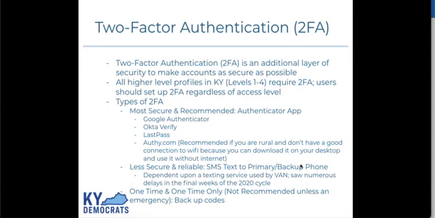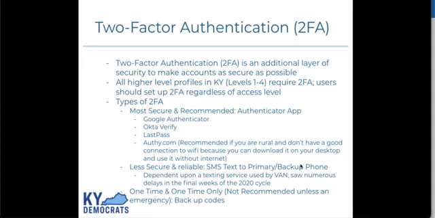A less secure and reliable way is a text message to your primary phone or even a backup phone. One of the reasons we say this is less reliable is there were many times during this cycle that there were long delays in that text being received as people were logging into Vote Builder, due to the vendor that NGP VAN was using having some issues with their system.